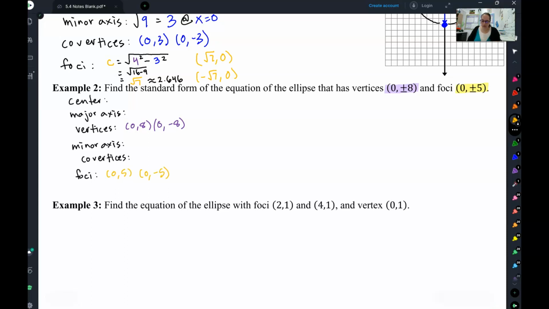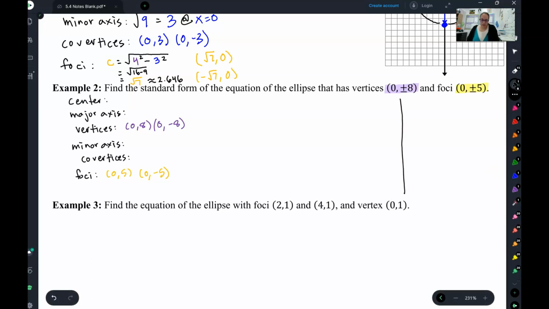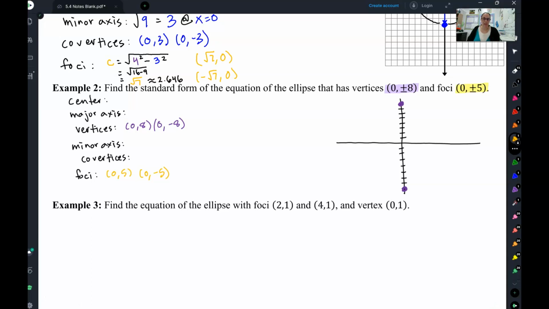Now, to get a better picture of what this is looking like, I'm going to take a minute to draw it. So let's give ourselves some coordinate grid. My vertices, 1, 2, 3, 4, 5, 6, 7, 8. So there's my vertices. And my foci have got to lie on my major axis. They line up with my vertices. 1, 2, 3, 4, 5. So this is what I know so far.